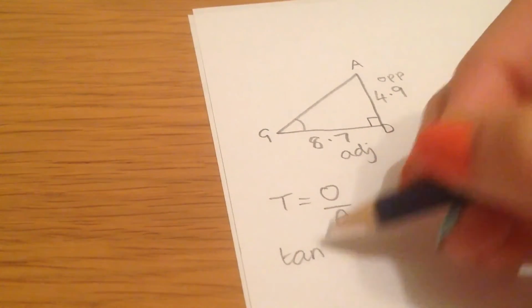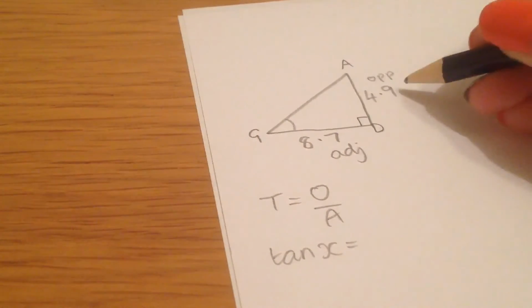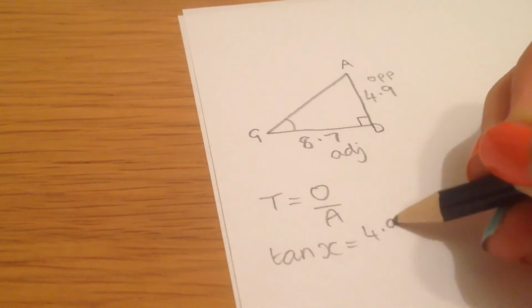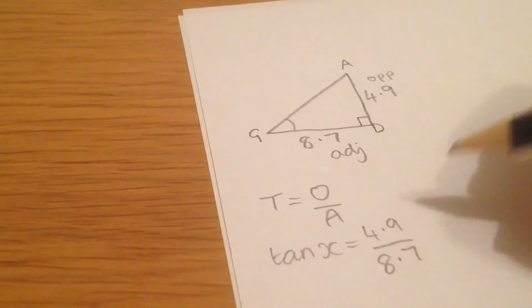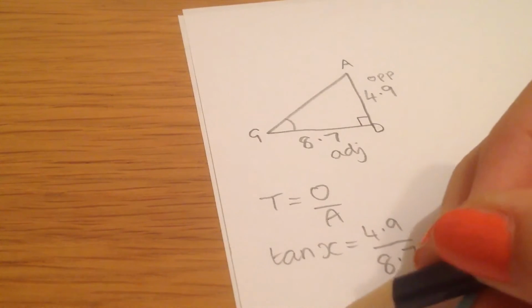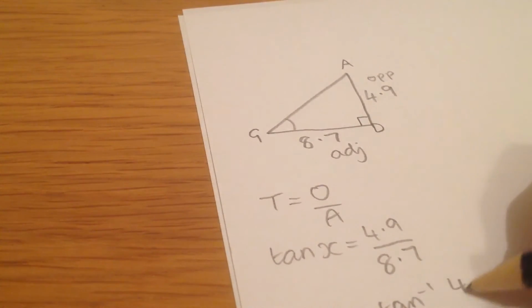What kind of triangle is it? It's an X triangle because we don't know what our angle is. Opposite is 4.9 over 8.7 adjacent. In order to find out what our X is, we need to remove the tan. We can do tan minus 1 of this fraction.